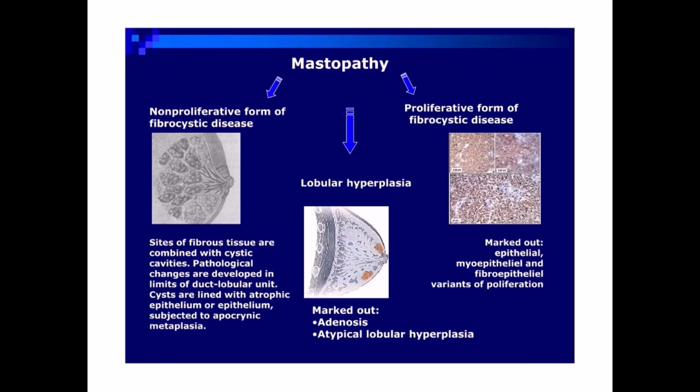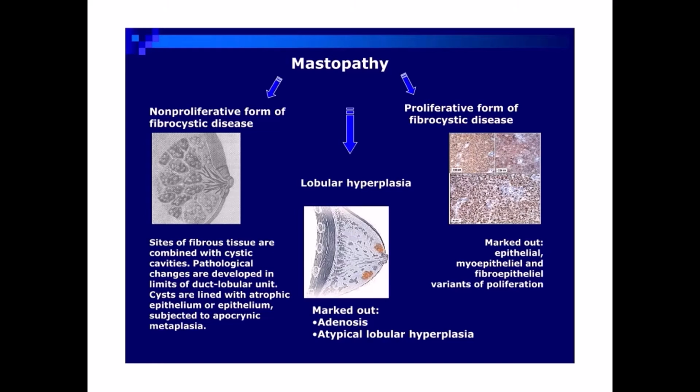Mastopathy. Left figure showing non-proliferative form of fibrocystic disease. Sites of fibrous tissue are combined with cystic cavities. Pathological changes are developed in limits of duct lobular unit. Cysts are lined with atrophic epithelium or epithelium subjected to apocrinic metaplasia. Right figure showing proliferative form of fibrocystic disease.